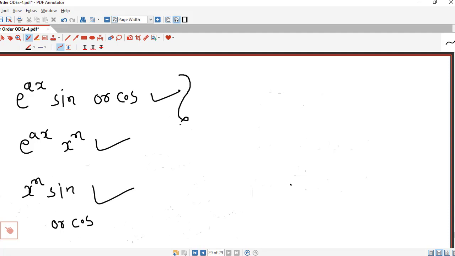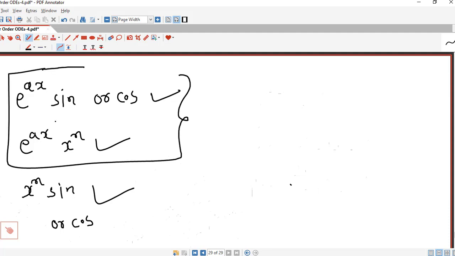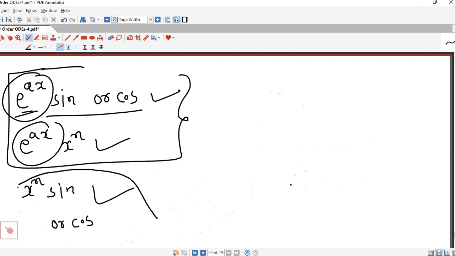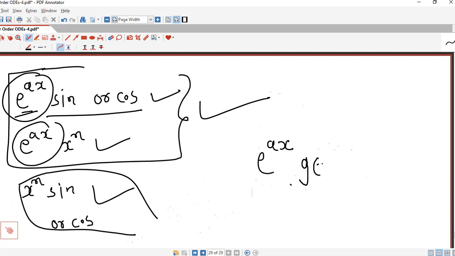Now in this lecture we will consider this type of product: exponential function with either sine or cosine function, or exponential function with polynomial function. For the other product we have another method that we will discuss after we finish this method. So in general we have this type of right hand side, exponential function multiplied with another function, say g of x, where g of x is either sine or cosine or polynomial function.